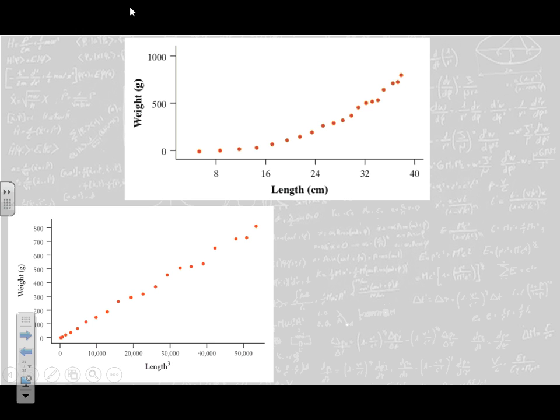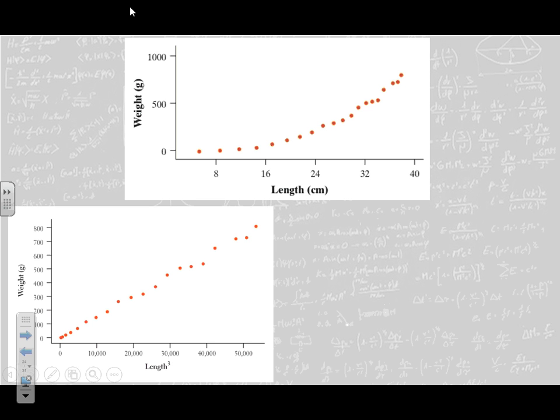So rather than having a nonlinear relationship, by cubing every one of my x values, notice how my graph changes. Now my x-axis is length cubed. So what I'm graphing is x cubed versus y. This first graph was an x versus y. The new graph that I created is x cubed versus y. Does everyone understand that?